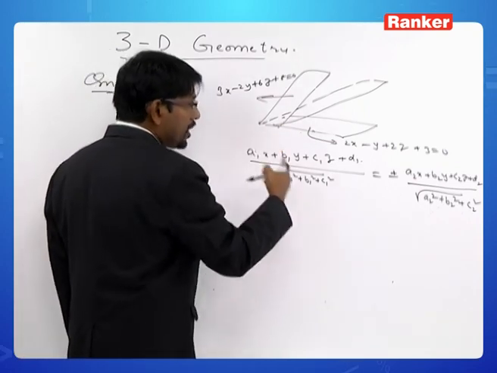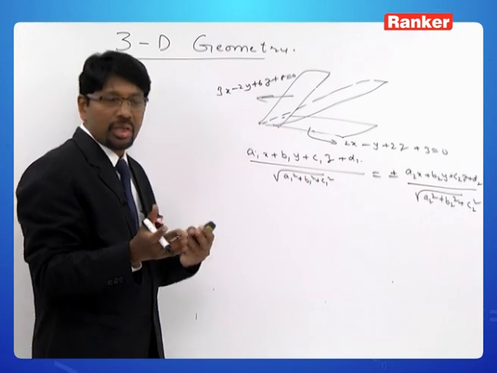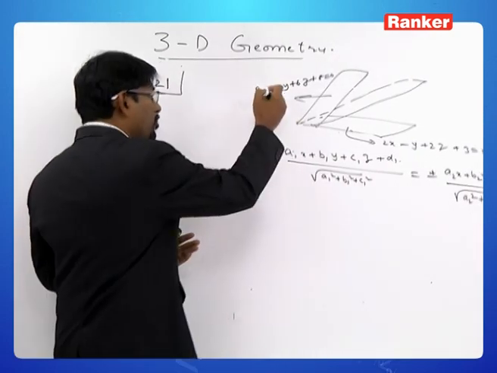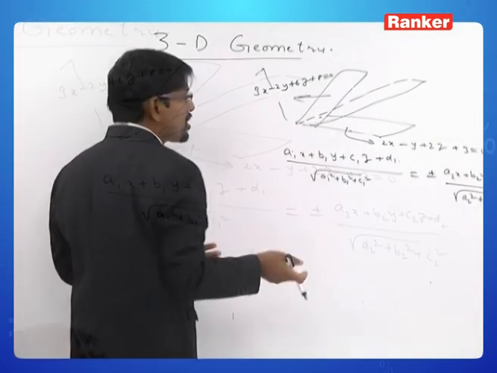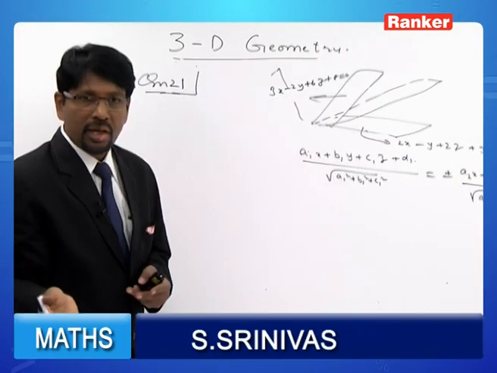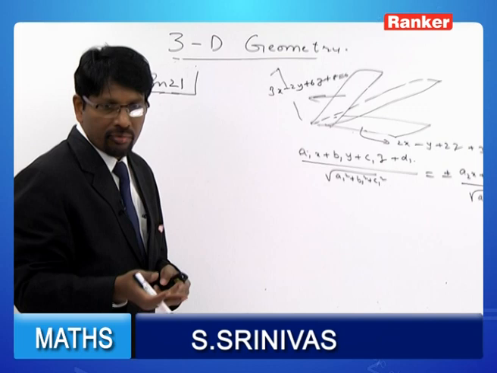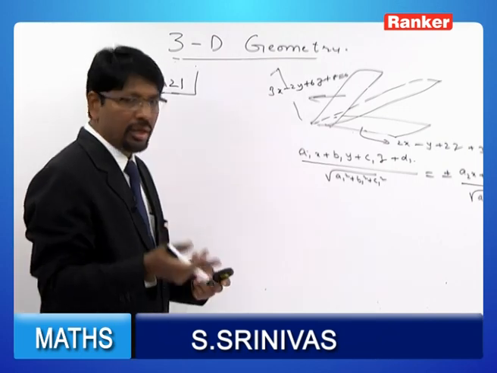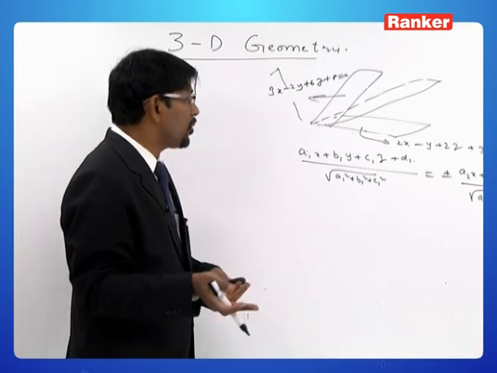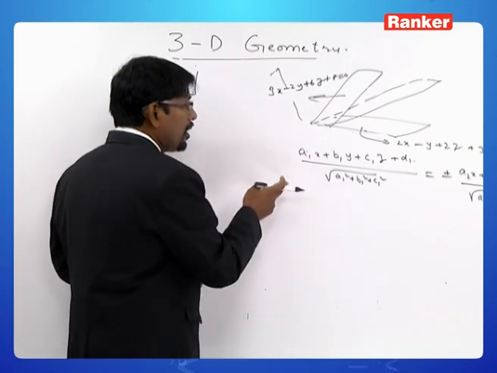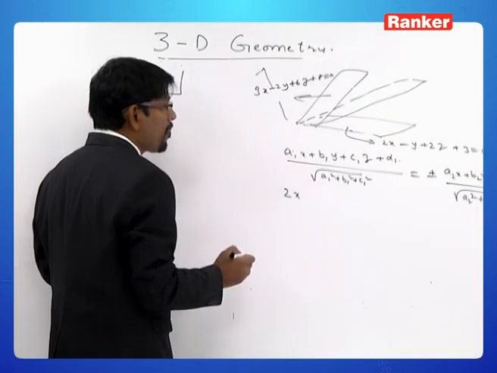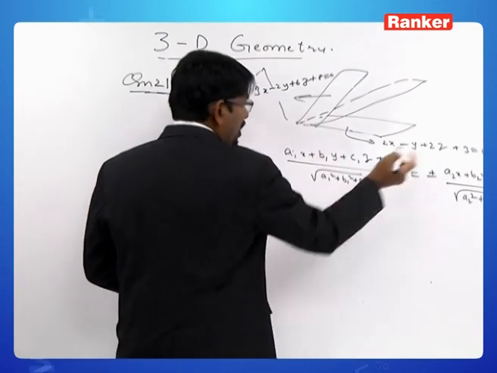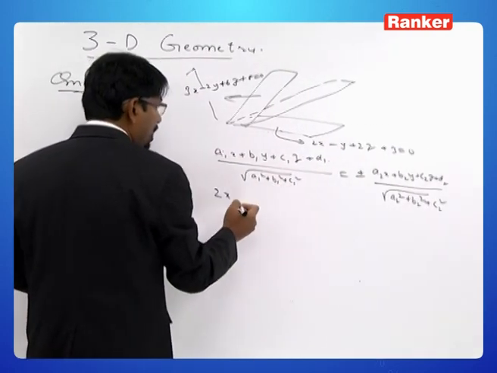So there are two bisecting planes, as you can see. The one which will be perpendicular to this also, again bisecting the acute angle, bisecting the obtuse angle. Since we are only given one of the planes, it may be from the options we have to check which one is the right option. So first let's write the formula. Here a1, b1, c1 are 2, minus 1, 2.